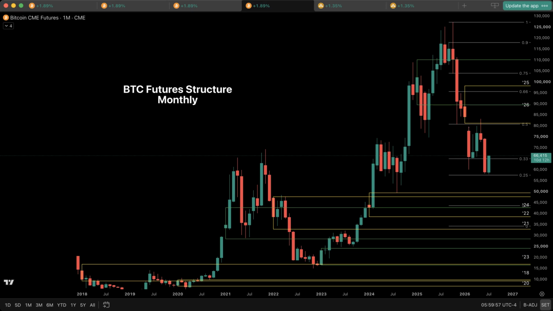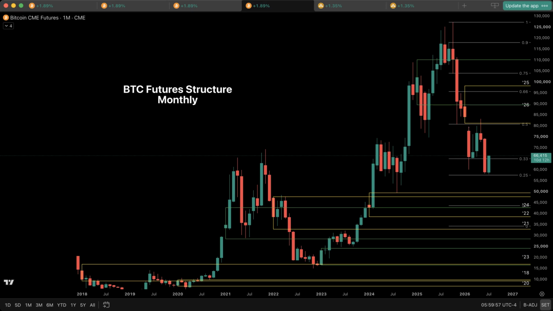So the sequence is clear. May reaches higher memory. It fails. June returns lower. It tests February low and weekly 0.25. July reacts. It tests weekly 0.33. The movement is not random. It is a chain of failed holds and returns.